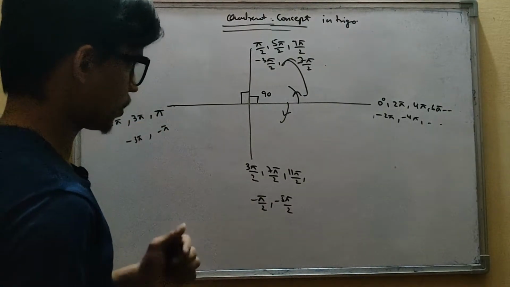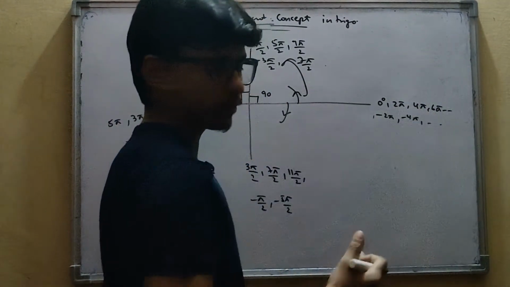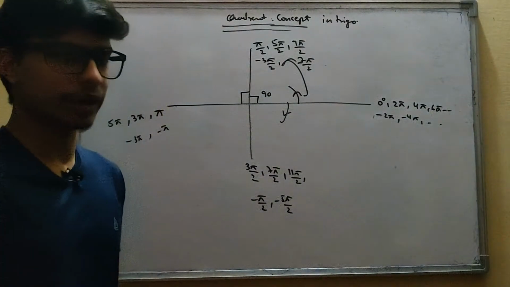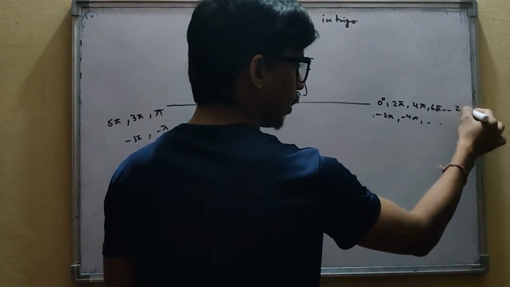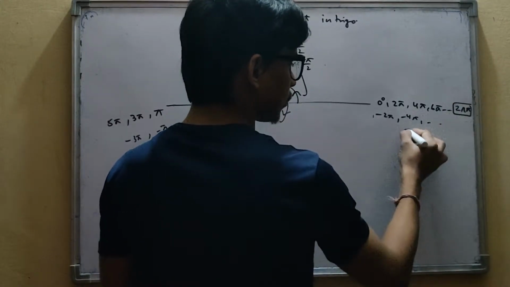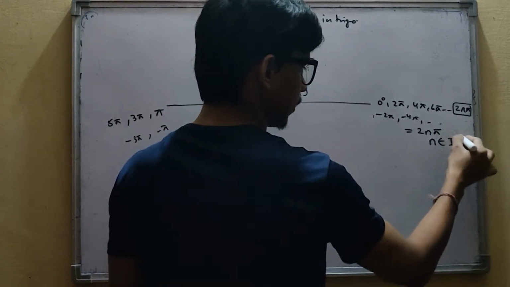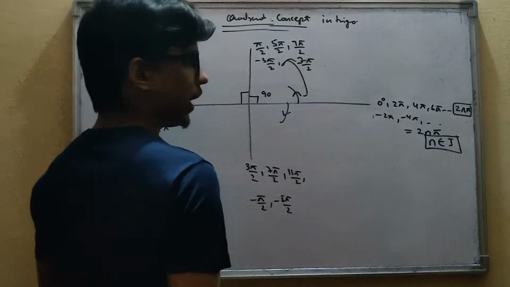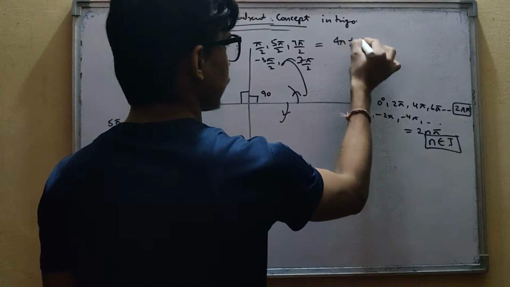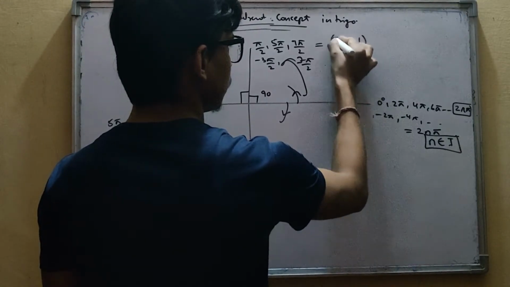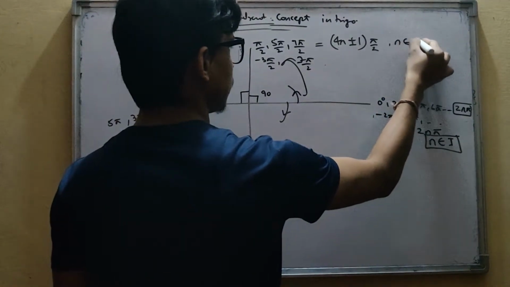If I generalize them, I can write 2 pi, 4 pi, 6 pi. It is something like an even multiple of pi. So in general this can be written as 2n pi, where n belongs to the integers. n could be an integer, positive or negative. Similarly for the other one, it can be written as (4n plus or minus 1) into pi by 2, where n could be any integer.